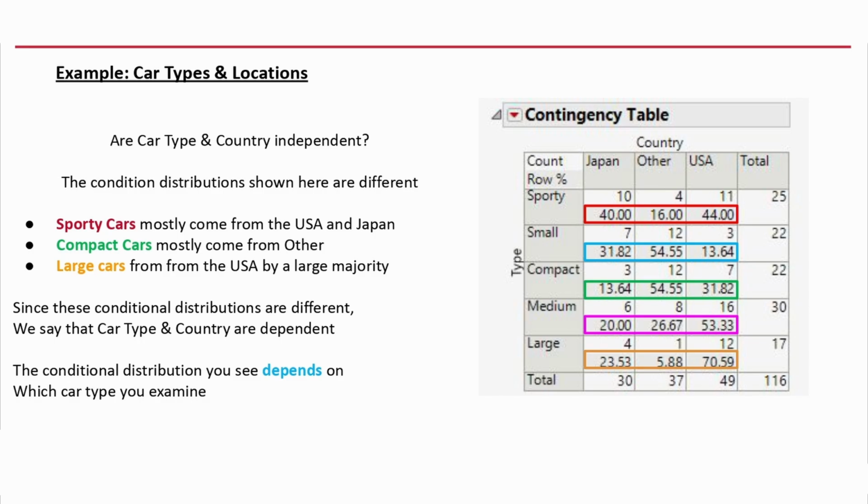If the 2 variables, country and type, were to be independent, then I would have to see the same conditional distribution for each type of car. That is, if I see 40 and 16 and 44% for sporty, I would need to see those 3 same percents for small and compact and medium and large. It does not mean that the 3 percents have to be 33, 33, and 33. It just means that the 3 percents I see in one row have to be the same 3 percents in every row.